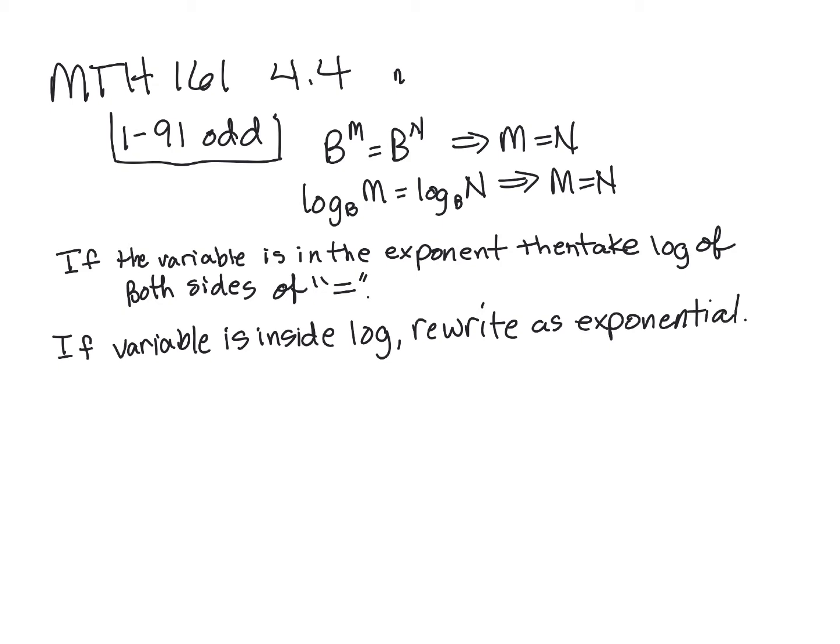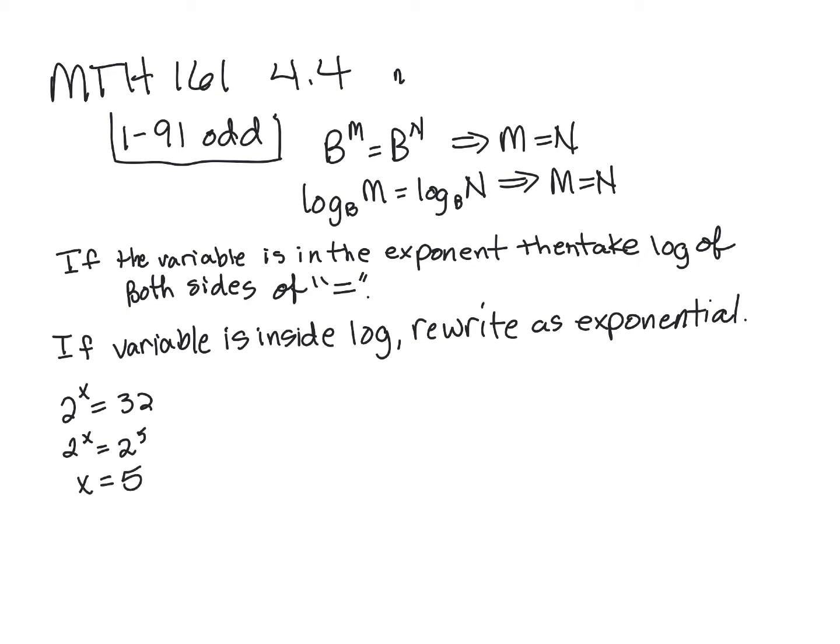Okay, so there's your rules. Here's a couple quick examples. If I have 2 to the x equals 32, then I have 2 to the x equals 2 to the 5, and x equals 5.